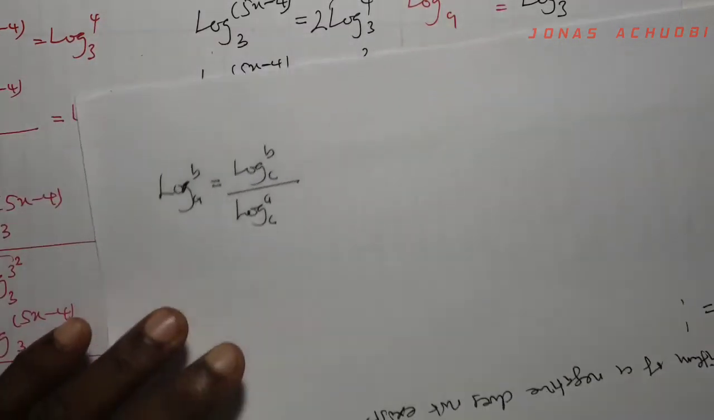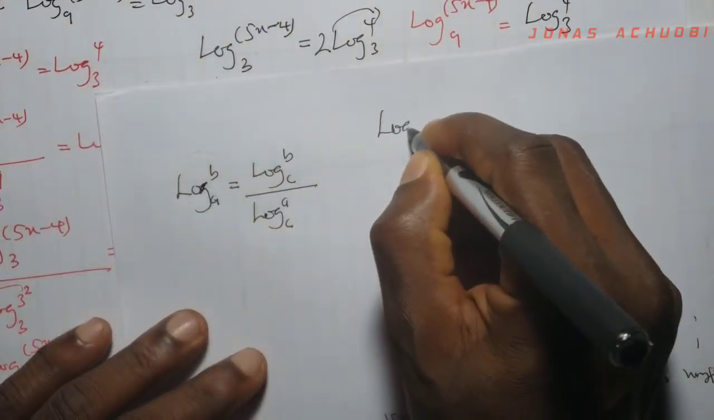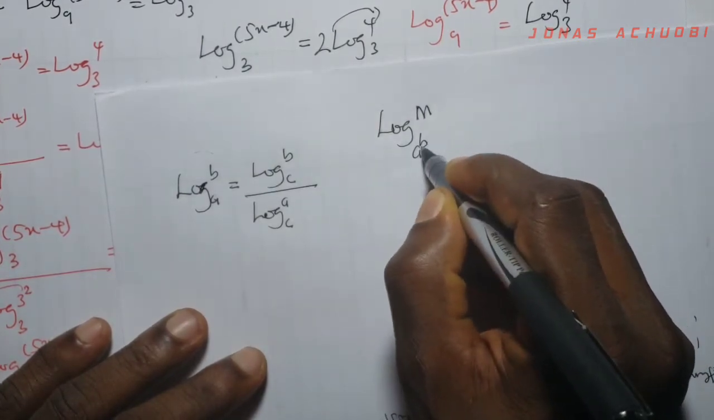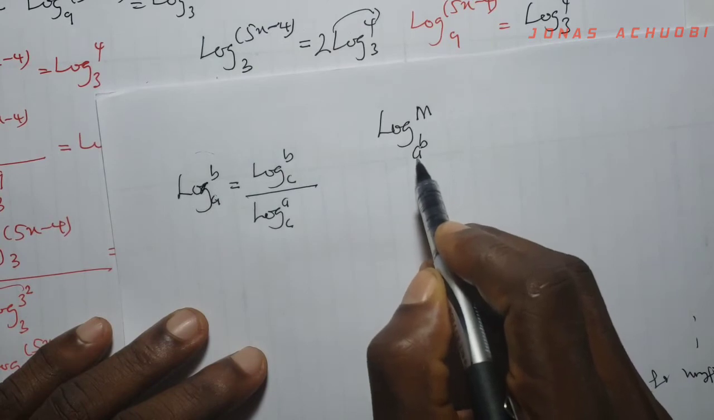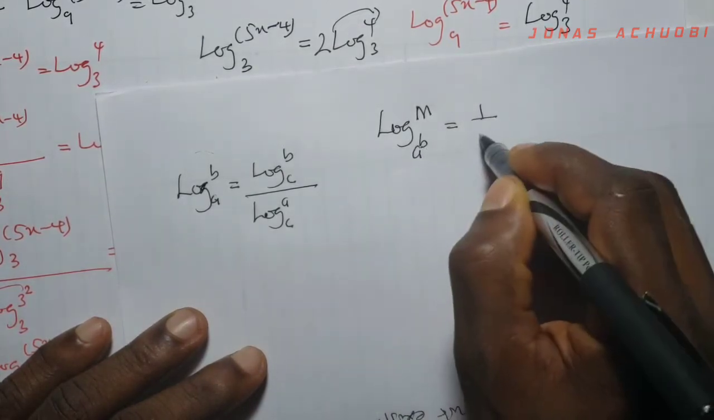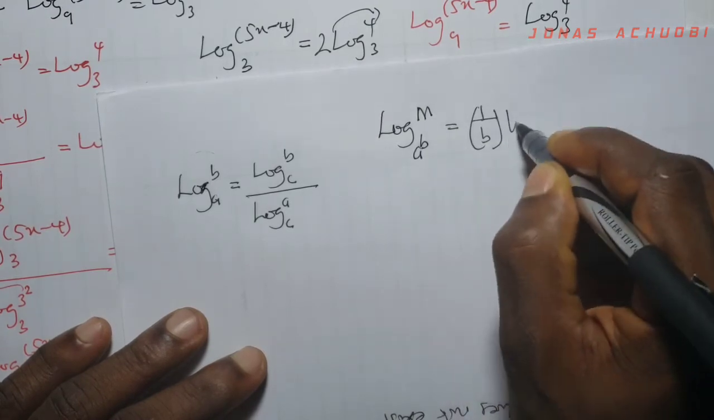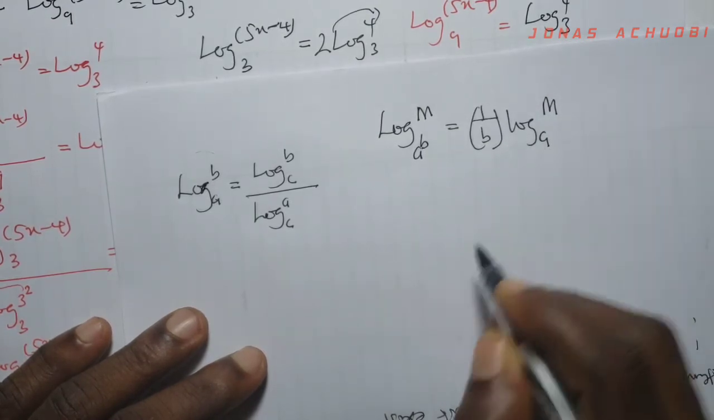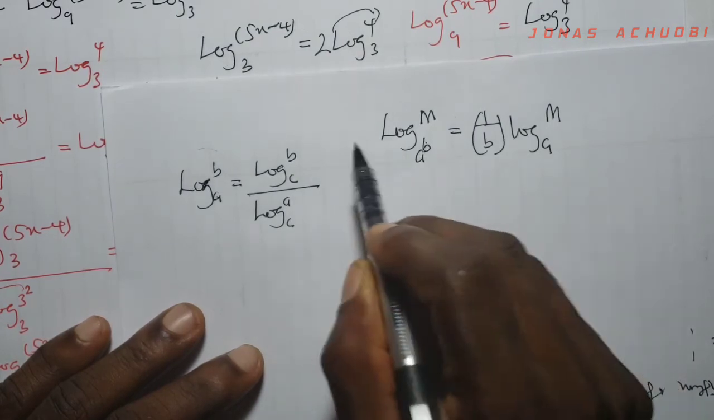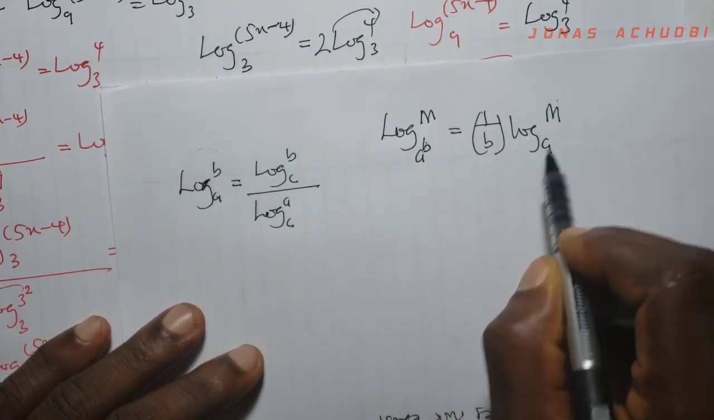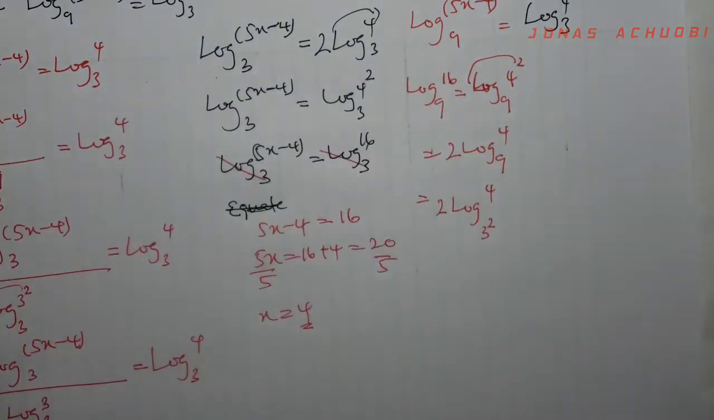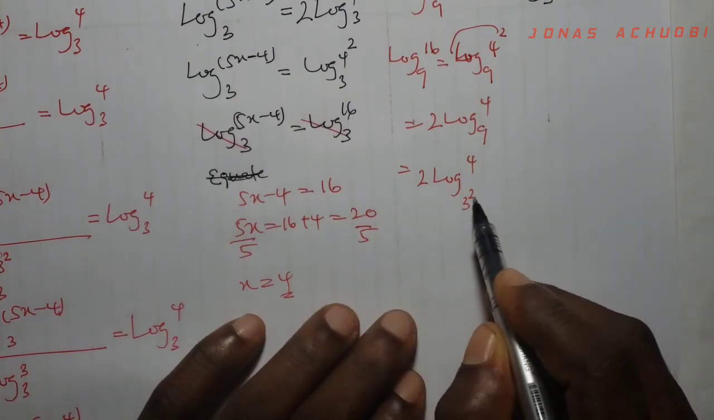The law states that if I have the logarithm of m base a raised to the power b, so if my base is raised to a certain power, I can write this as 1 over the power of that base, which is b, times the logarithm of m in base a. So here my base is raised to the power b. I can pull the b out and write 1 over b log m base a. So these two things are equivalent. I want to apply this law of logarithm here. So now my base is raised to the power 2.